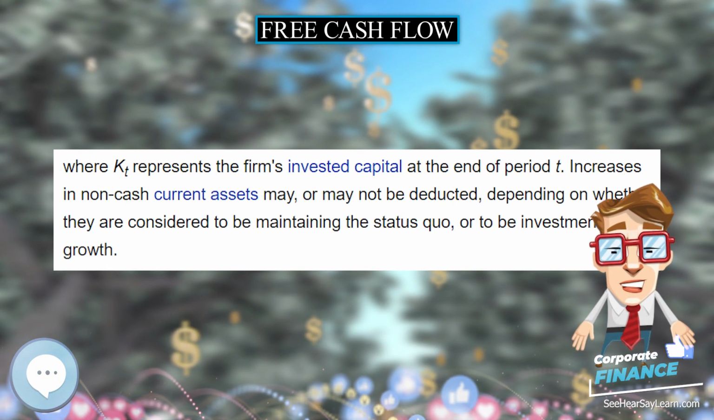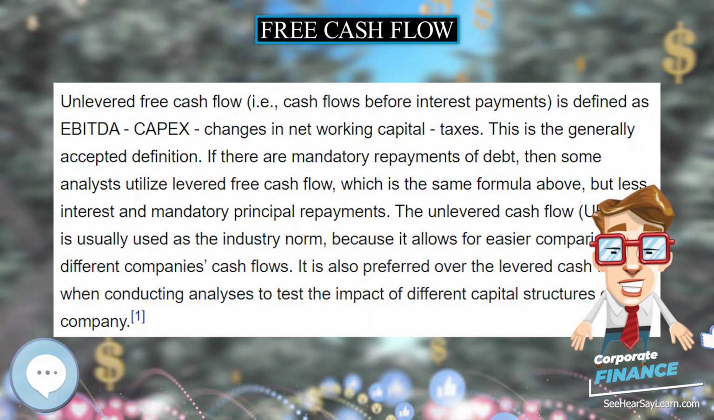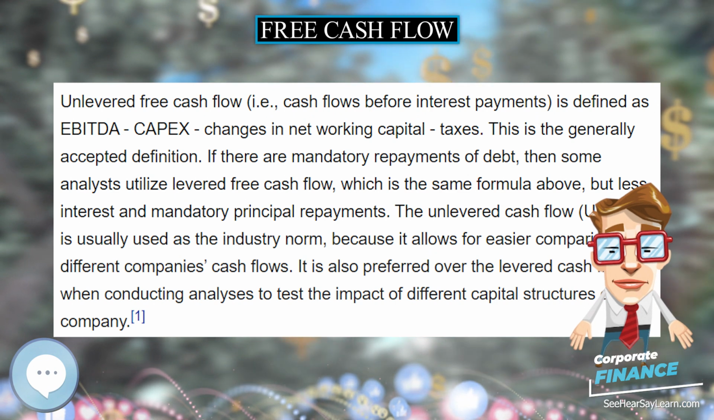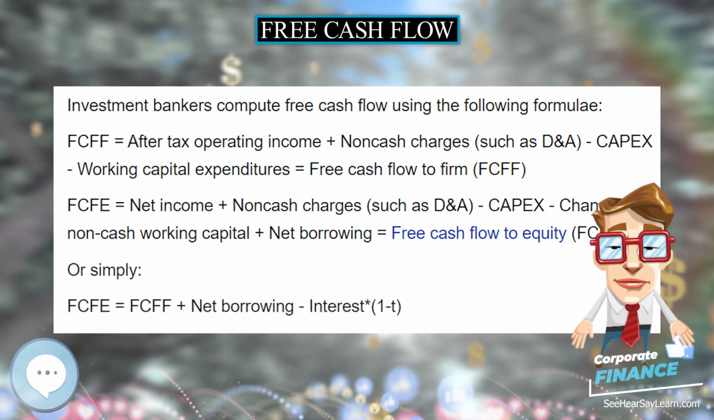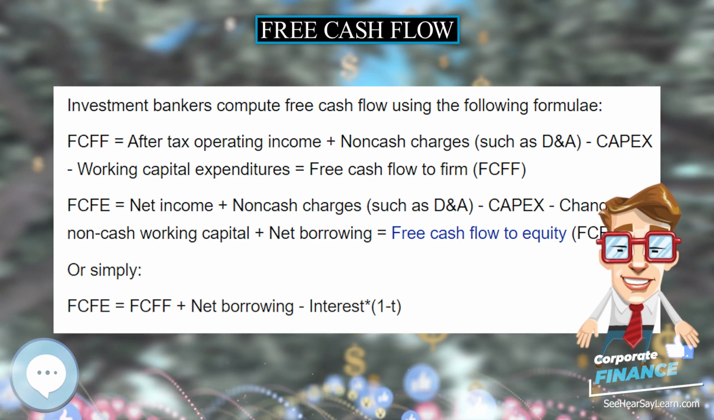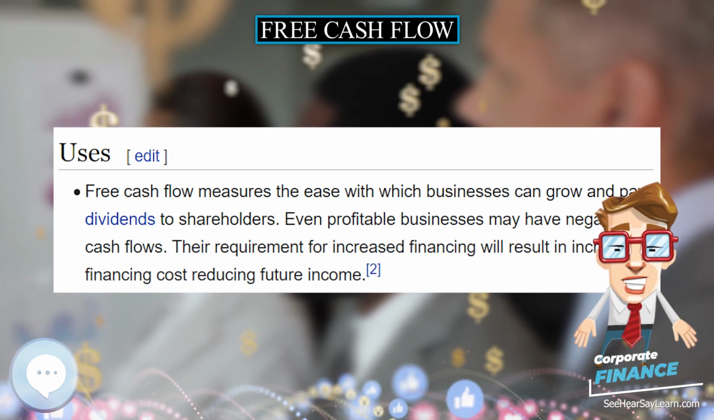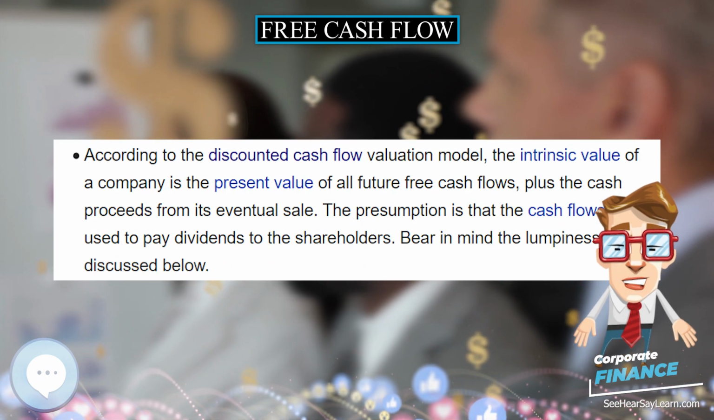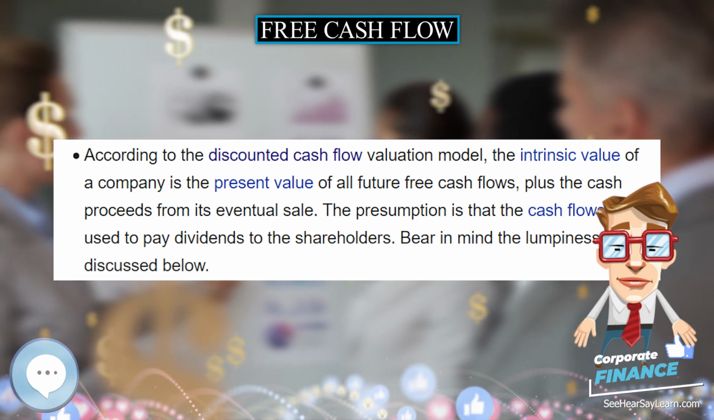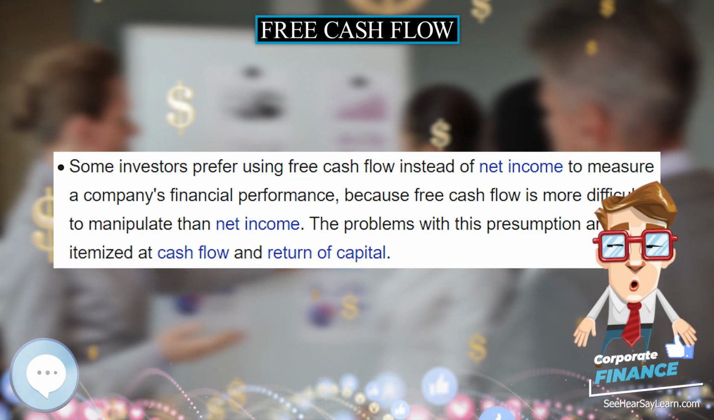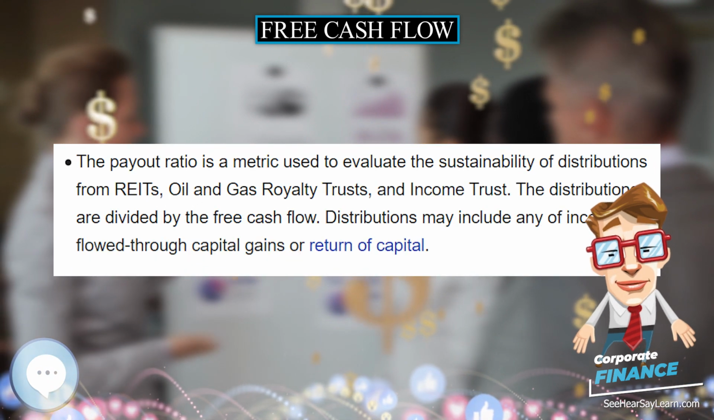If there are mandatory repayments of debt, then some analysts utilize levered free cash flow, which is the same formula above, but less interest and mandatory principal repayments. The unlevered cash flow, UFCF, is usually used as the industry norm, because it allows for easier comparison of different companies' cash flows. It is also preferred over the levered cash flow when conducting analyses to test the impact of different capital structures on the company.